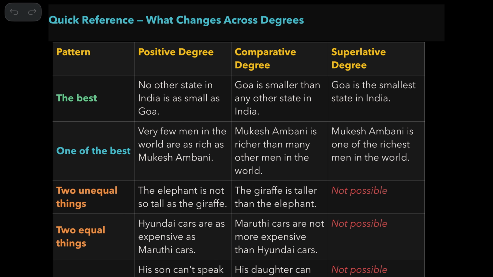Okay. Now take a look at the next pattern, the two equal things pattern. Hyundai cars are as expensive as Maruti cars. Maruti cars are not more expensive than Hyundai cars. Here also you are talking about two things or people, and they are actually equal. Maruti cars and Hyundai cars are both equally expensive.